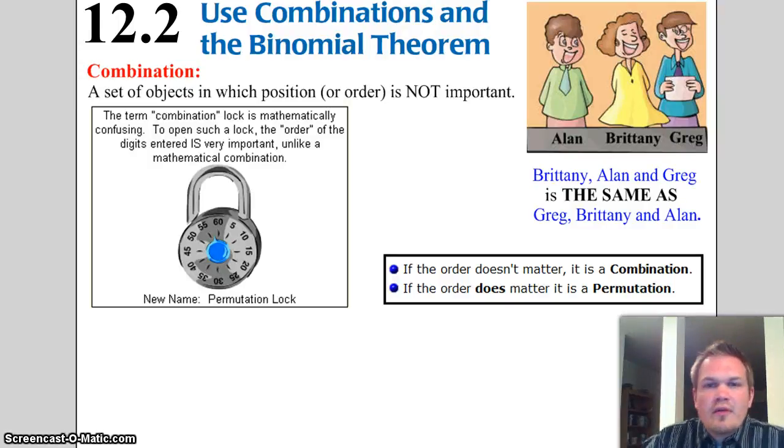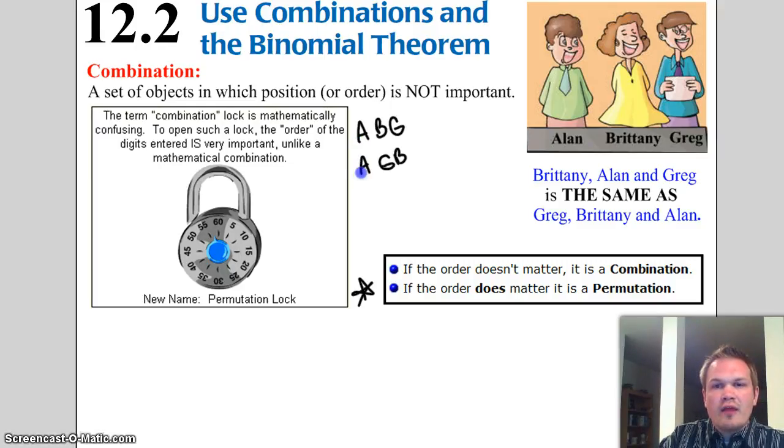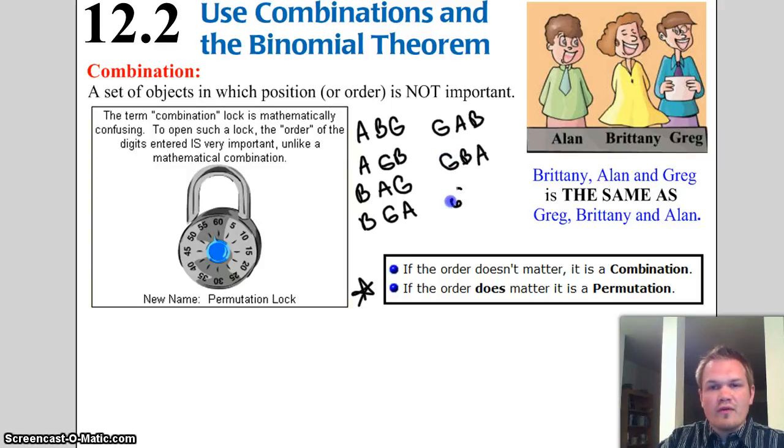Hi everybody. Today we're going to be talking about the use of combinations. Before, we were talking about permutations, and if you remember from that lesson, in permutations the order matters. If I had Alan, Brittany, and Greg, and I asked you how many different ways you could order them, you could have had Alan, Brittany, Greg; Alan, Greg, Brittany; Brittany, Alan, Greg; Brittany, Greg, Alan; Greg, Alan, Brittany; or Greg, Brittany, Alan. Order matters, permutations, there were 6 answers.